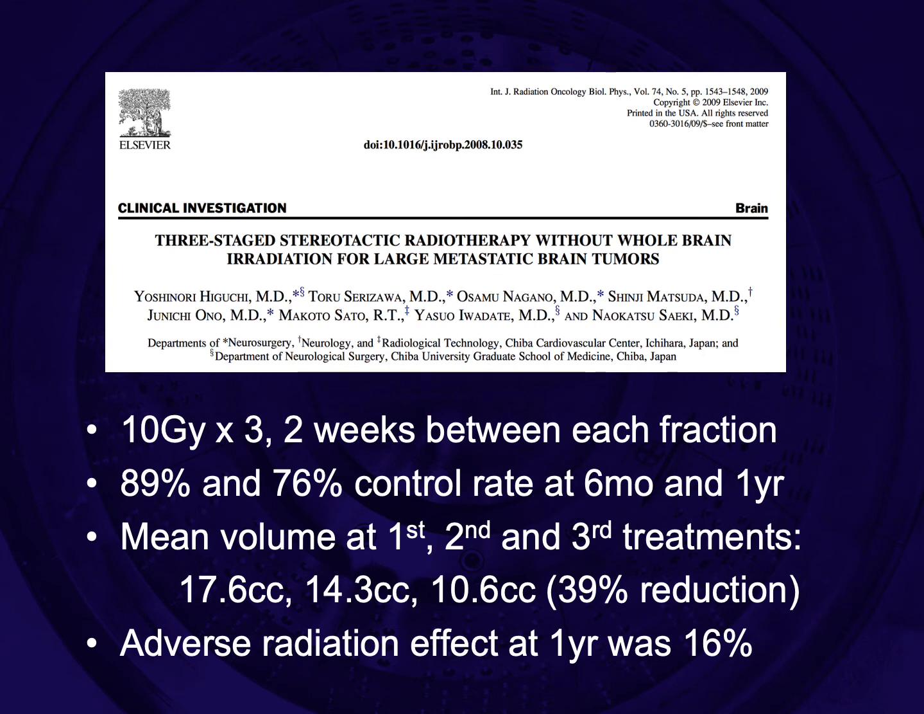And so one of the options of treating is staged radiosurgery for larger metastases. And this is the original Higuchi paper, which proposed 10 gray times 3 with 2 weeks between each fraction. There was an 89% and 76% control rate at 6 months and 1 year. And the mean tumour volumes at the first, second and third treatments were 17.6, 14.3 and 10.6 cc, which represents a 39% reduction. Clearly we have problems managing these large metastases if we're not able to remove them surgically.